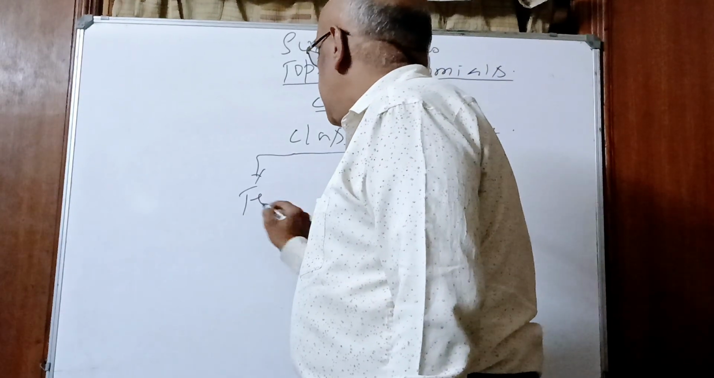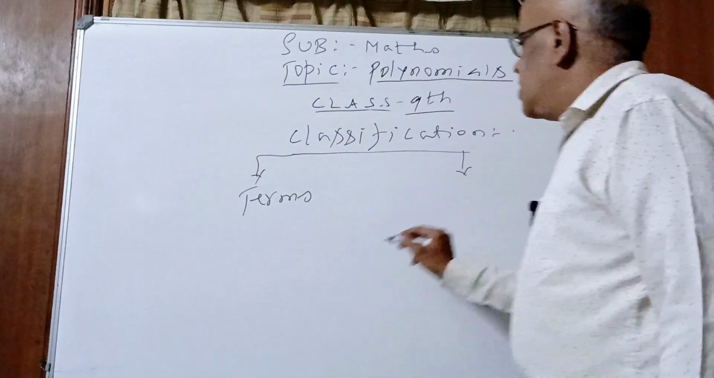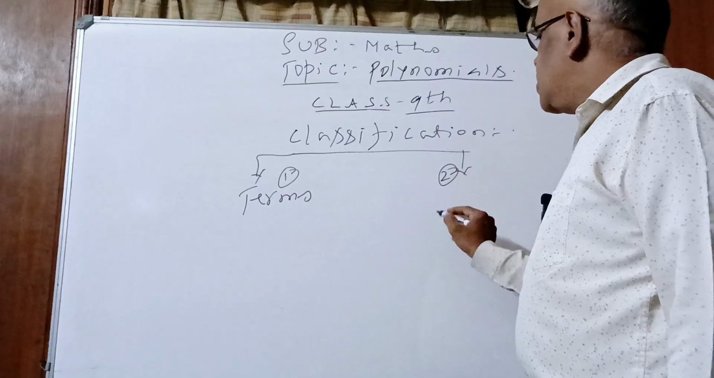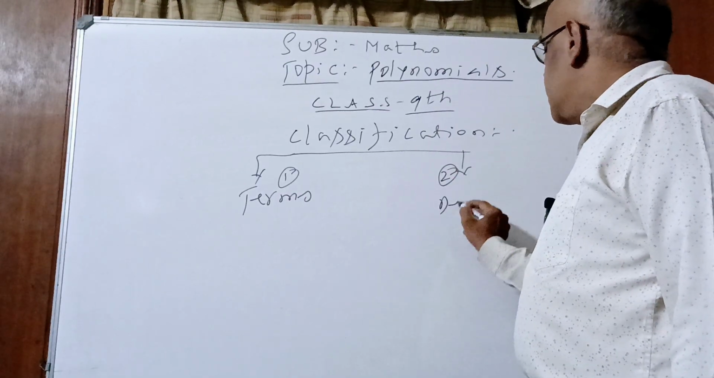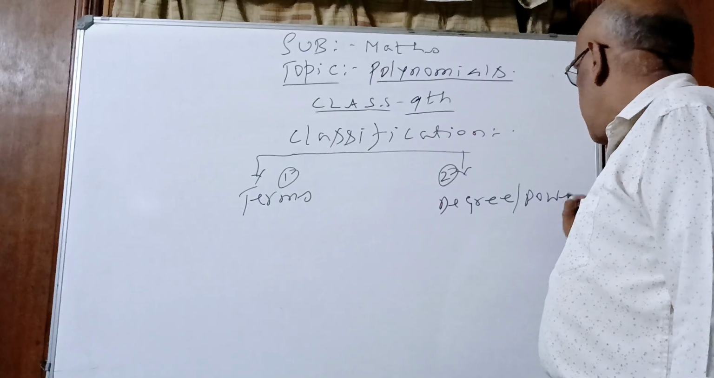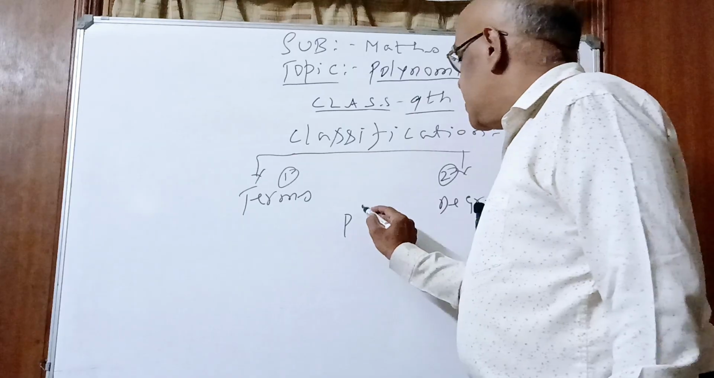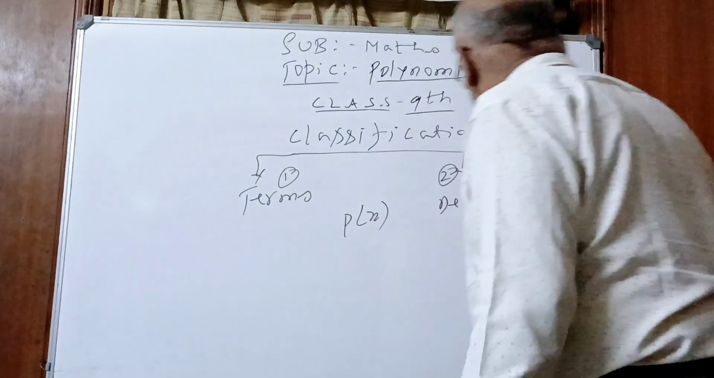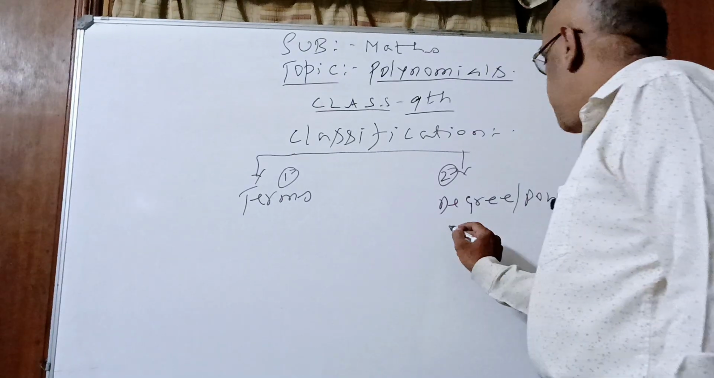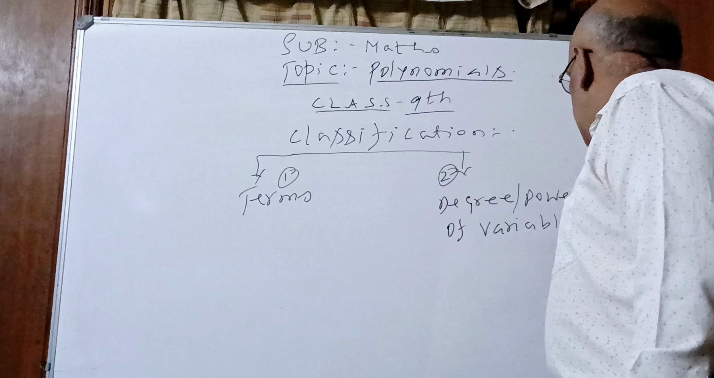It is classified based on terms. That is the first thing. The second thing is based on degree or power. Degree or power of what? Of the variable. I said no, P of x is a polynomial in x. Based on terms, and based on the degree or power of the variable. I write it so there is no confusion.